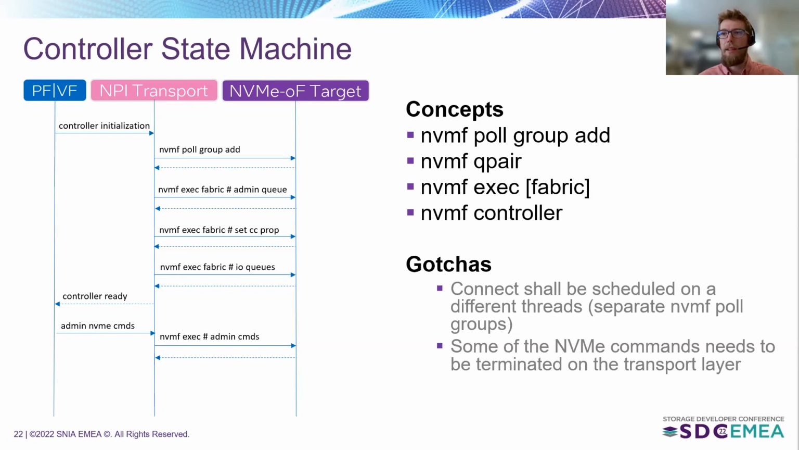An interesting fact is that the number of host NVMe qpairs doesn't need to match the NVMe qpairs on the IPU side, as it just doesn't scale. The implication is that some of the NVMe commands need to be terminated and handled on the NPI Transport layer. Examples of such commands are set features with number of queues, or create NVMe IO queues.